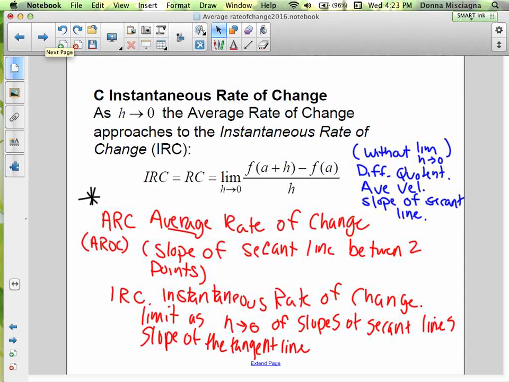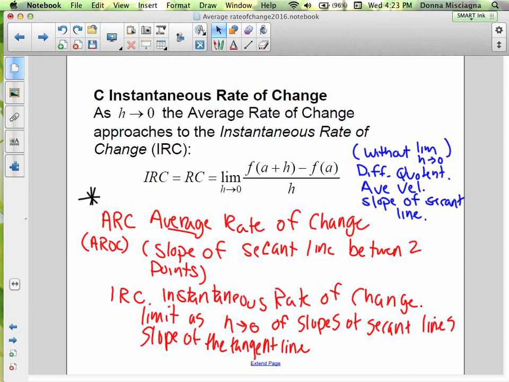So average rate of change, or AROC, or ARC, is the slope of the secant line between 2 points. Sometimes that gets abbreviated ARC, and sometimes AROC. The instantaneous rate of change, or IROC as it's sometimes abbreviated, is the limit as h goes to 0 of the slopes of the secant line. It is the slope of the tangent line. Okay? So very, very important.